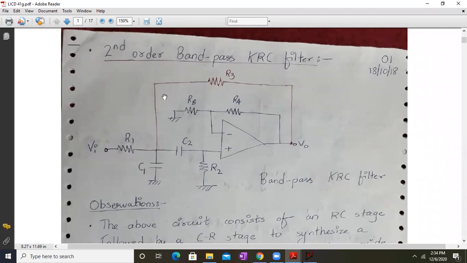Here we have only one additional element, R3, which is present from the output to this terminal. Here the first capacitor is grounded and the second resistor R2 is also grounded. So that's the difference from the earlier filters we have discussed, that is low pass and high pass. It also consists of two RC elements, but here additionally there is an R3 resistor.